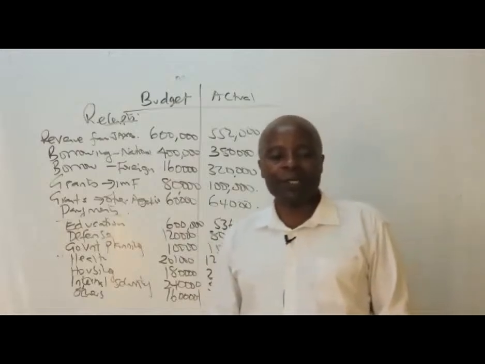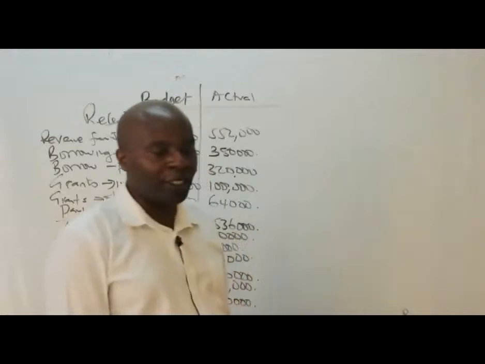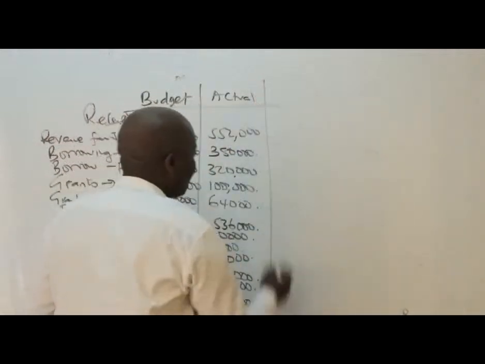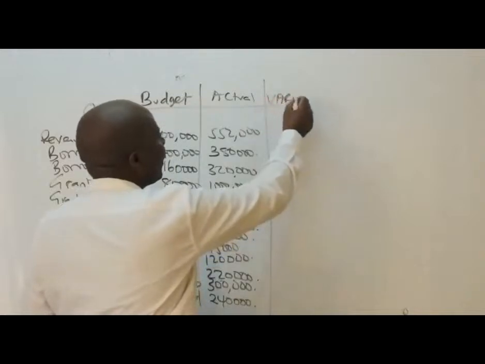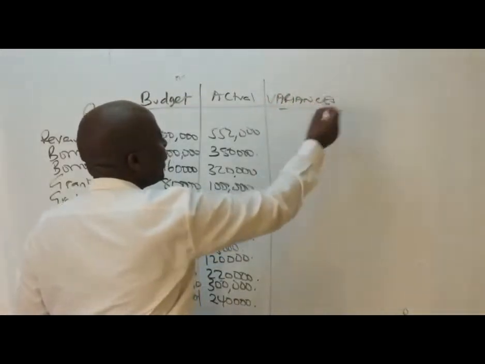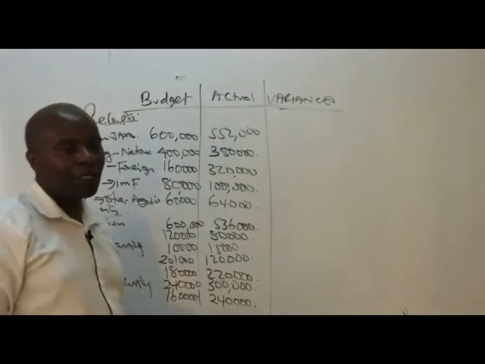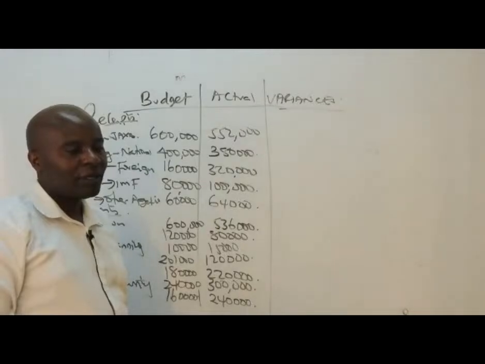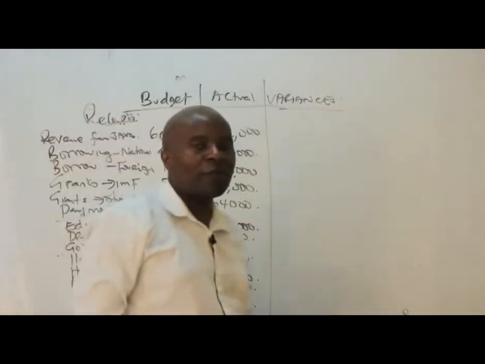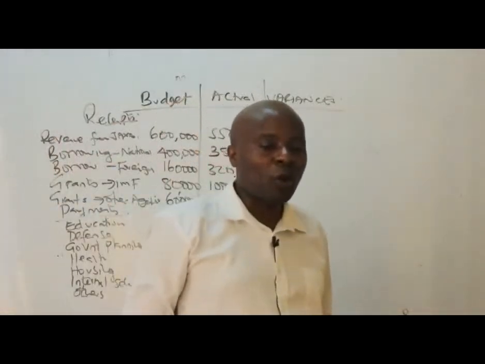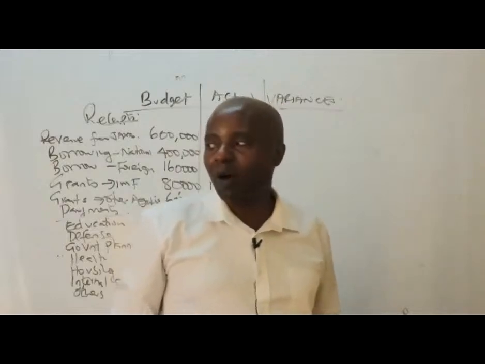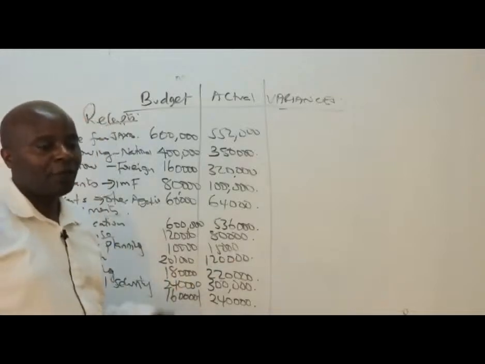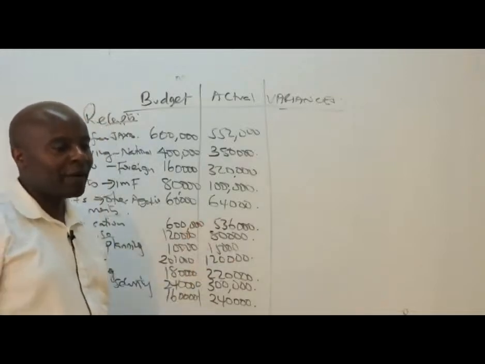Now remember the IPSAS 24 budget presentation, what they tell us is to create a column of variances and they basically tell us whether those variances are adverse or favorable. Adverse variances are those that eat onto our performance, that reduce our performance. Favorable increase our net worth.